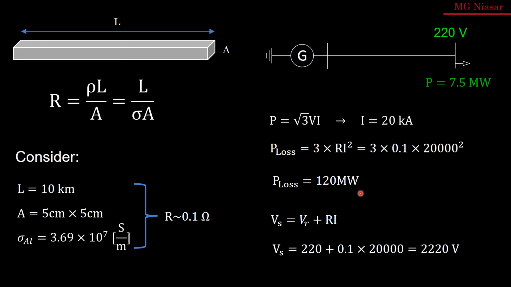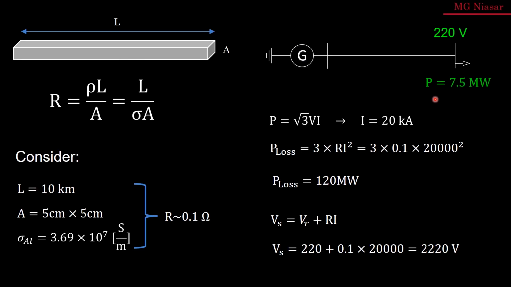Now there is another issue, and that is related to the voltages. So here we have the receiving voltage, which is 220 volts. We want to keep that voltage as stable as possible. Now, the sending voltage is actually the receiving voltage plus the voltage drop over the transmission line, which is R I. If we do this calculation, 220 plus this, then we see that at the sending side, we need a voltage of 2220 volts in order to deliver 7.5 megawatts at 220 volts at the receiving side.